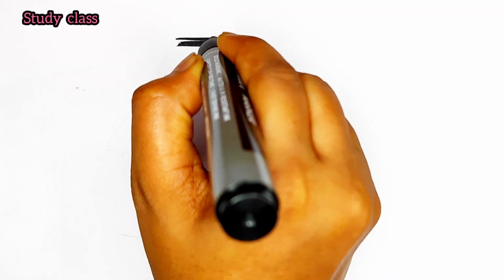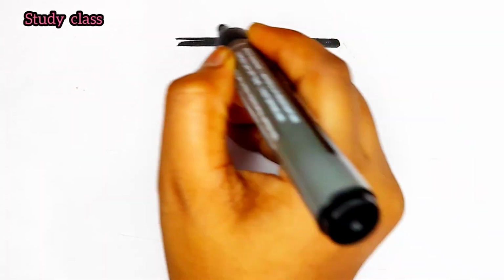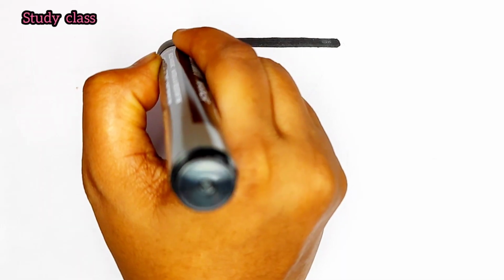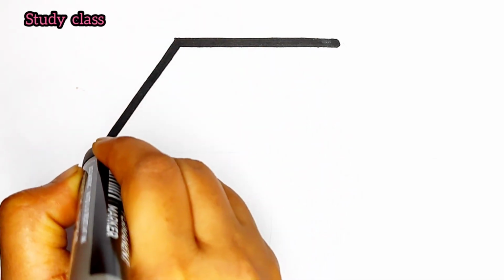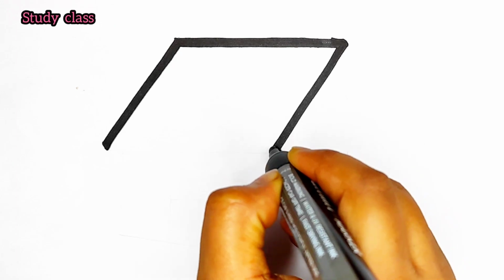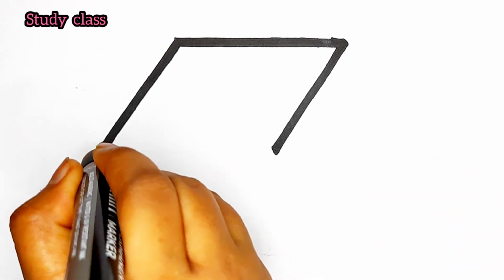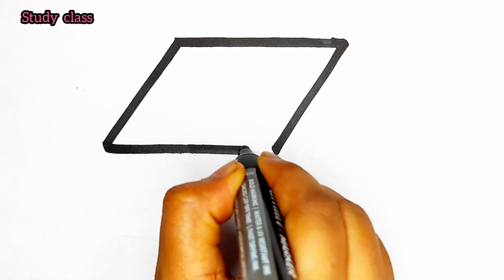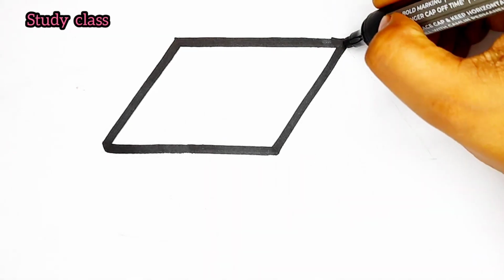Today we learn house drawing. At first, we took a black marker. Now, we start the drawing. First, we draw a straight line. Next, we draw another. Parallelly, we draw another straight line. And join this too.